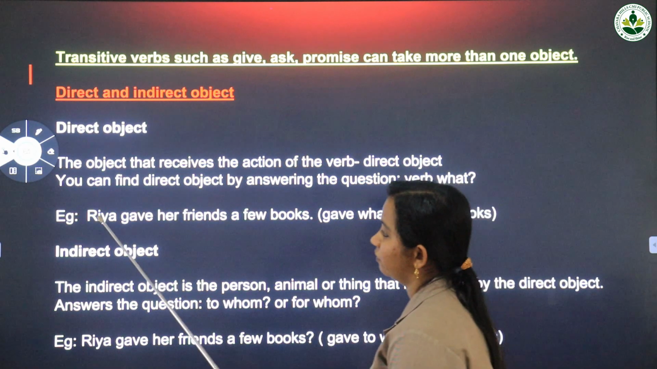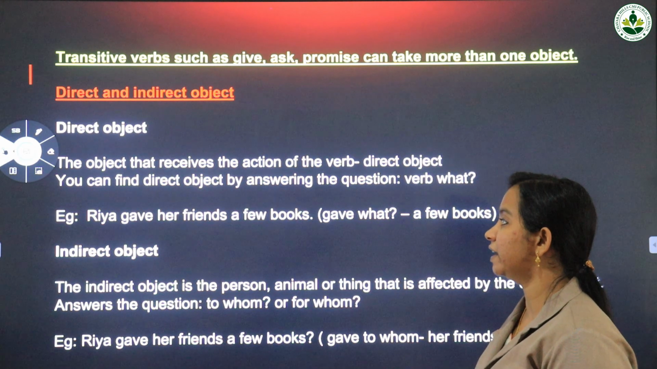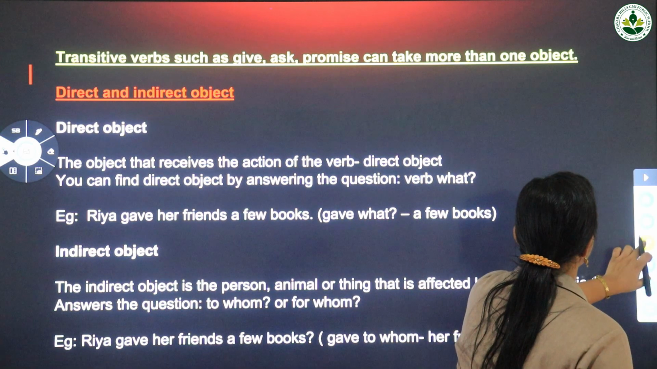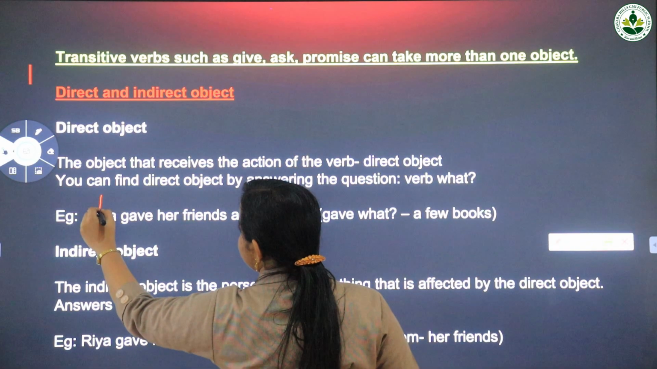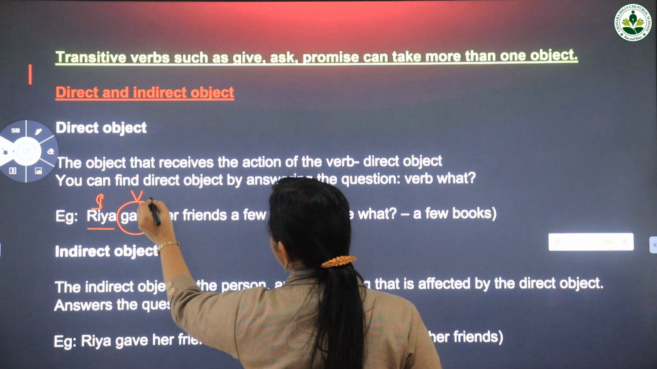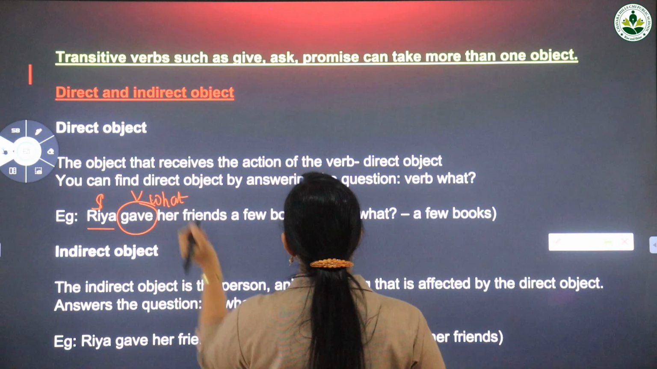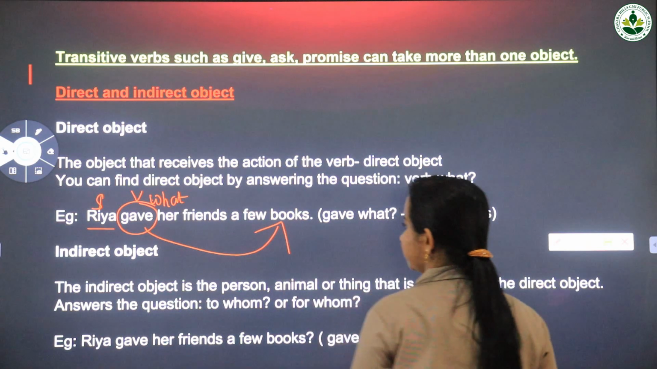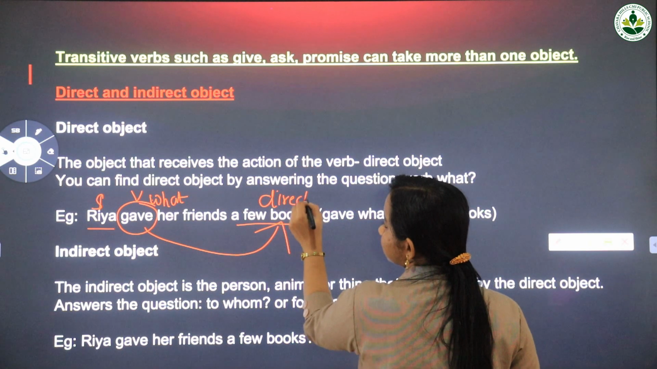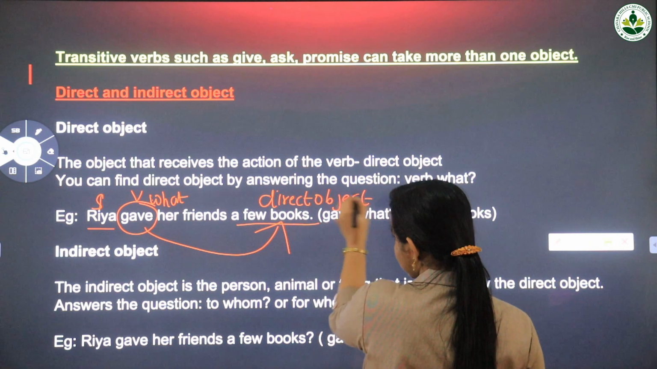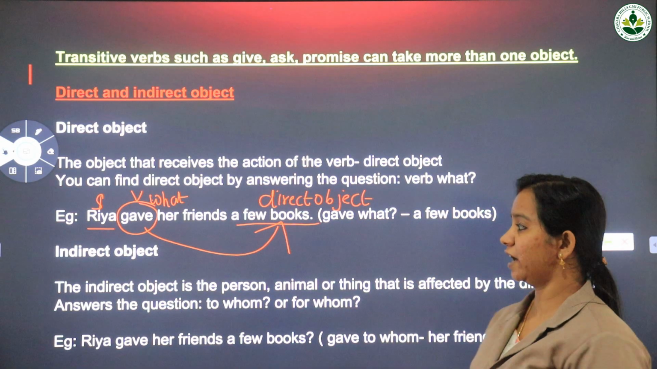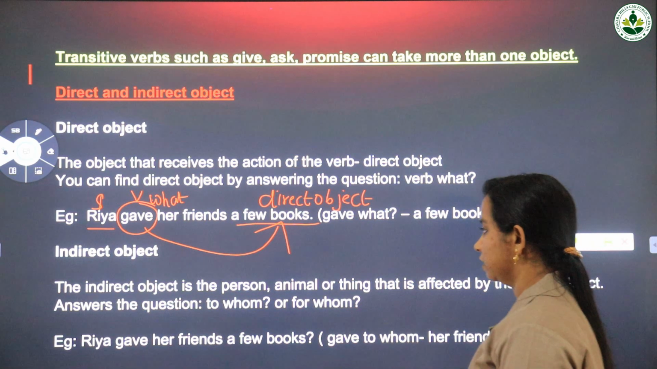Just see, we will find out in this example. Riya gave her friends a few books. What is the subject here? Subject is Riya. And what is the verb? Verb is gave. So you ask, gave what? You got the answer as few books. So gave what? Few books. This is the direct object. So you ask what to the verb, you will get the direct object. Here one more object is there, so that is the indirect object. And how to find out the indirect object, we will now learn.